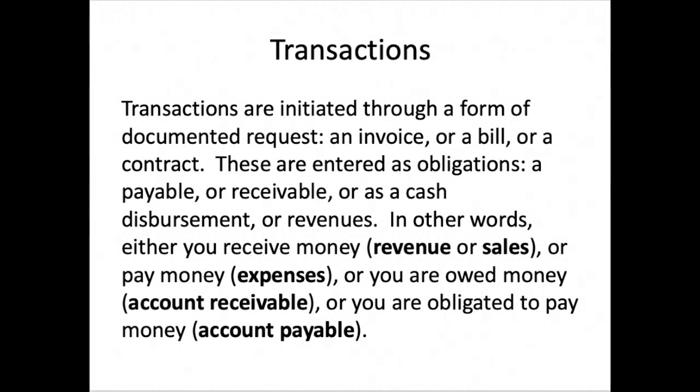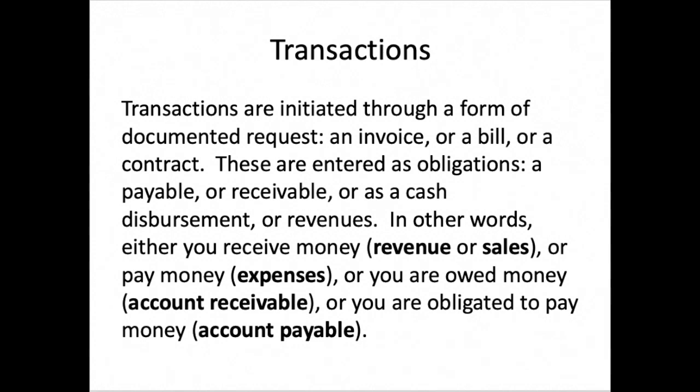And usually transactions are initiated through some document, some form of documented request, an invoice or a bill or a contract or something like that, right? And so we put those into the file. We'd have that contract saying, here's how it was initiated, and then we enter it as an obligation, and either we pay it or it's entered either as a payable or a cash disbursement or as revenues, right?